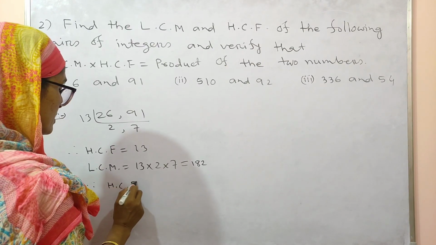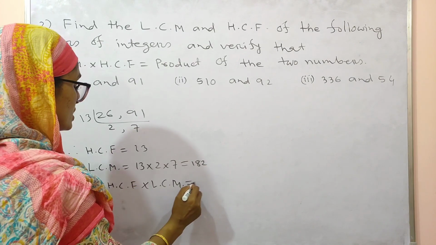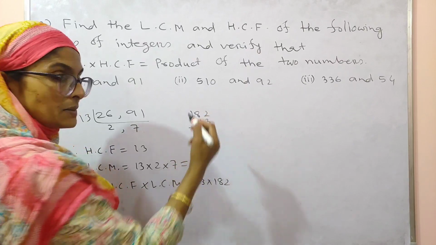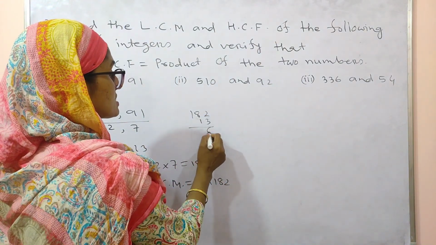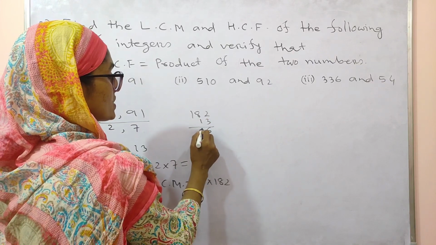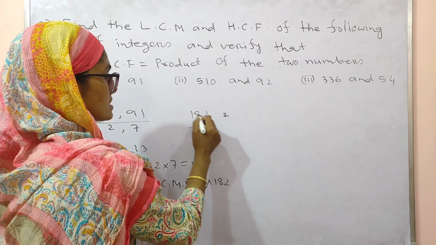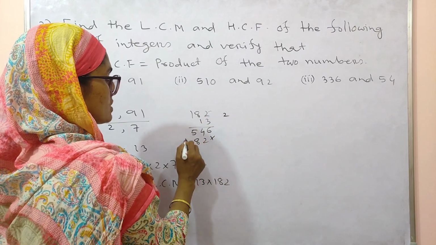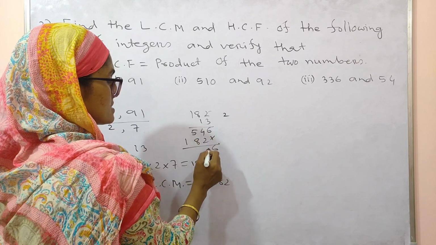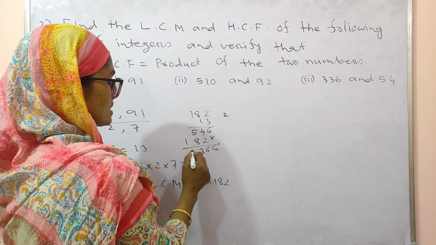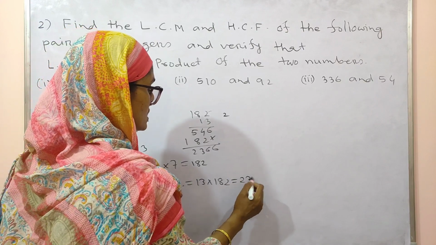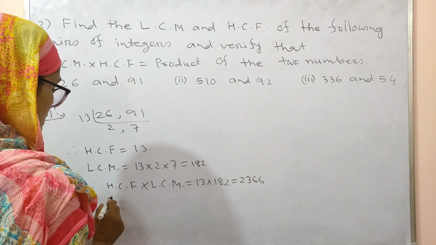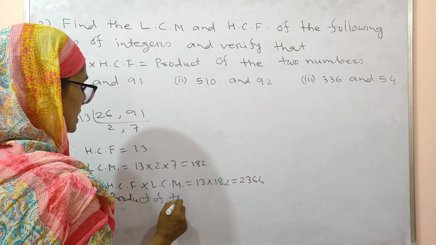HCF into LCM equals 13 into 182. 182 into 13, multiply this one. 3 2s are 6. 3 8s are 24. 2 carry. 3 1s are 3 and 2, 5. Here 1 2s are 2. 8 1s are 8. 1 1s are 1. 2 3 6 6. You will get 2366. Again, the product of two numbers.